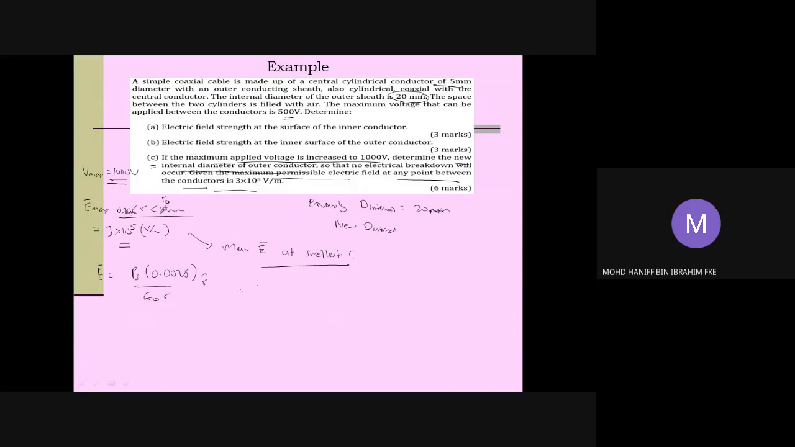So we can say that the maximum E field, which is 3 times 10 power of 5 volt per meter, will happen when R is at the minimum, which is at 0.0025 radius. That's how we obtain the maximum E field, where we put R at the minimum, which is 0.0025. So this can be cancelled out.